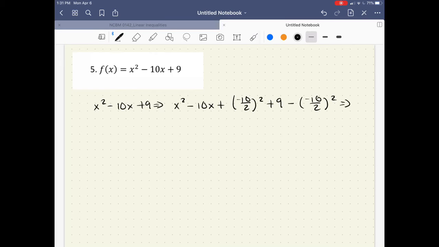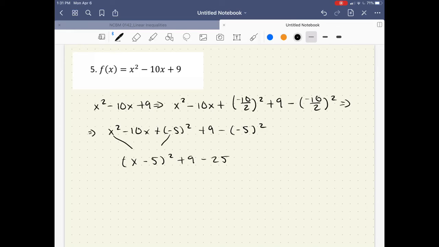This will become x squared minus 10x plus (negative 5) squared plus 9 minus (negative 5) squared. I'm going to factor from these two, so this becomes (x minus 5) squared plus 9 minus 25. So this becomes (x minus 5) squared. 9 minus 25 is negative 16. And this is our standard form.